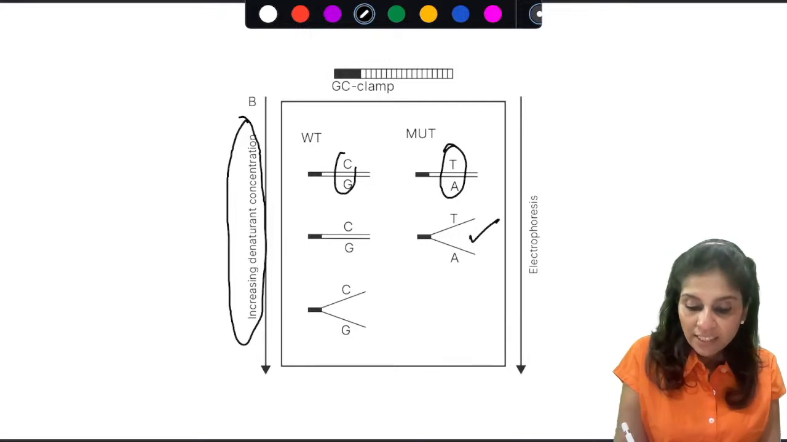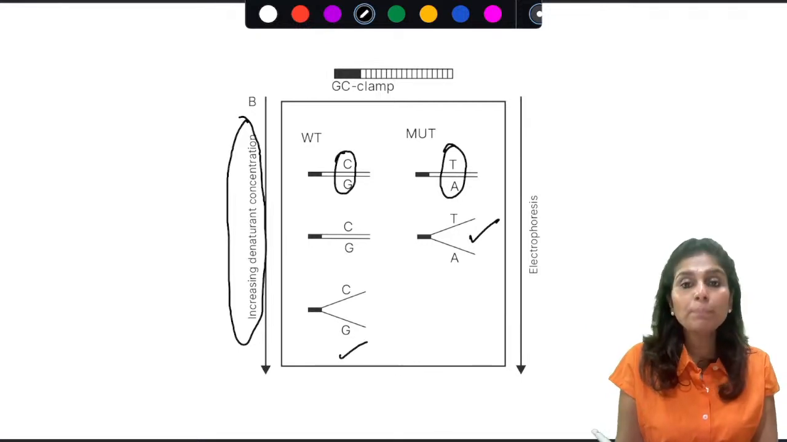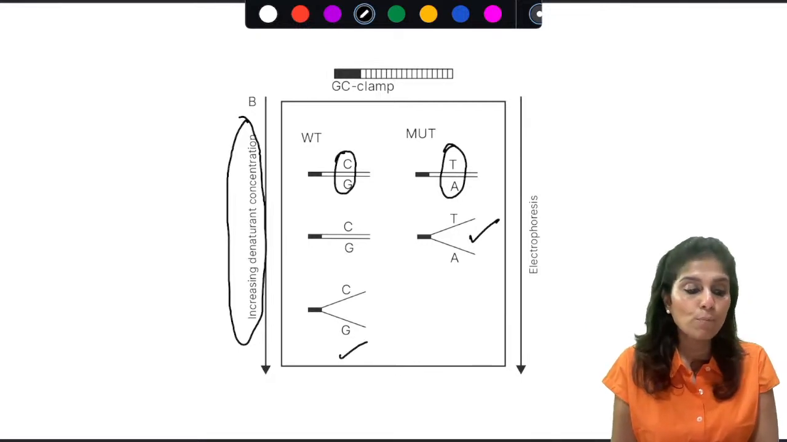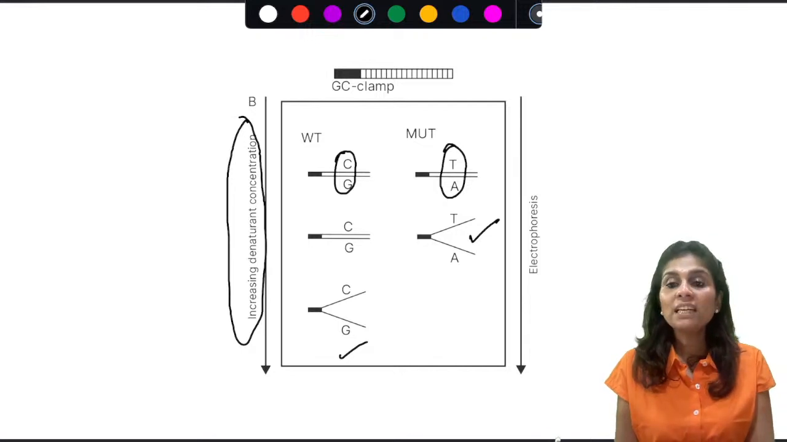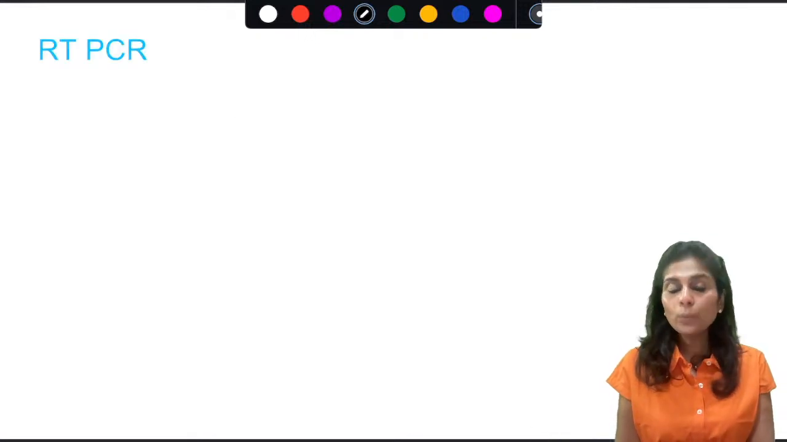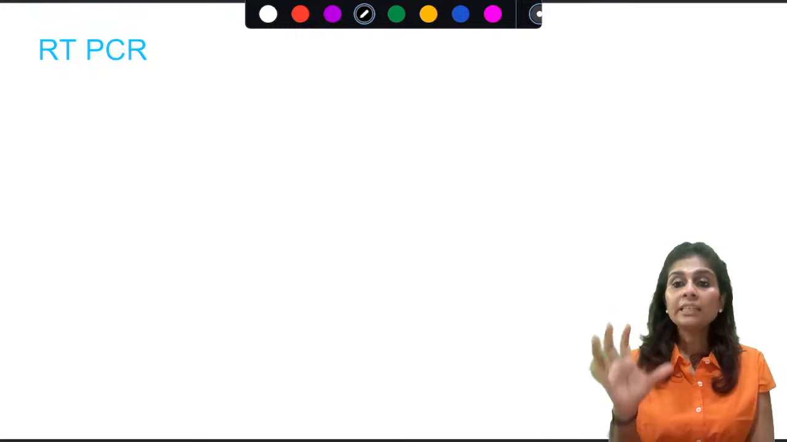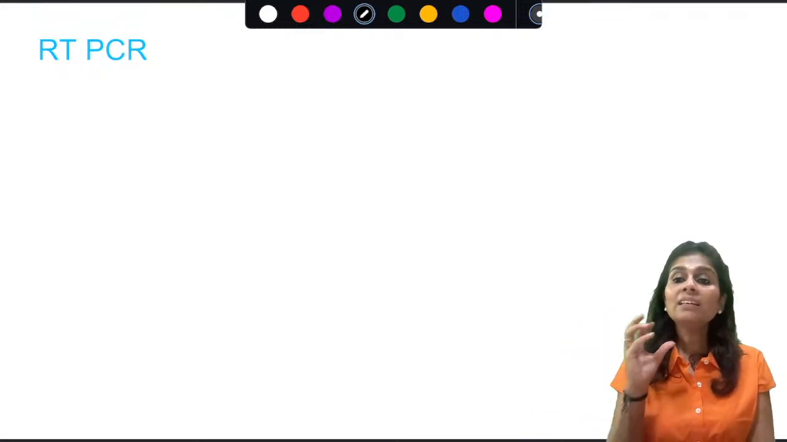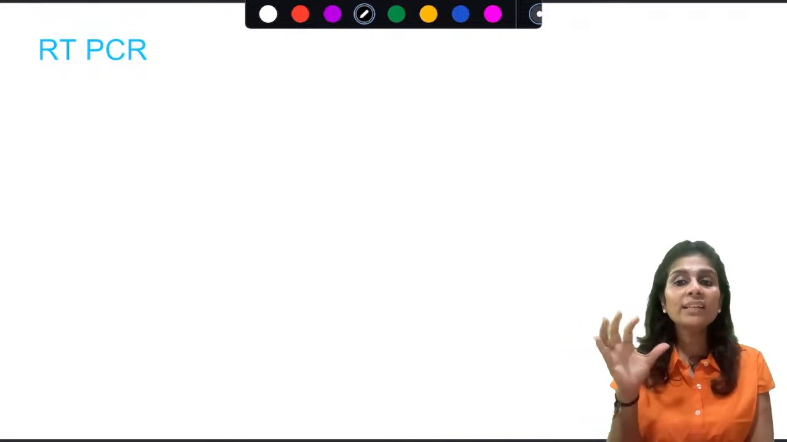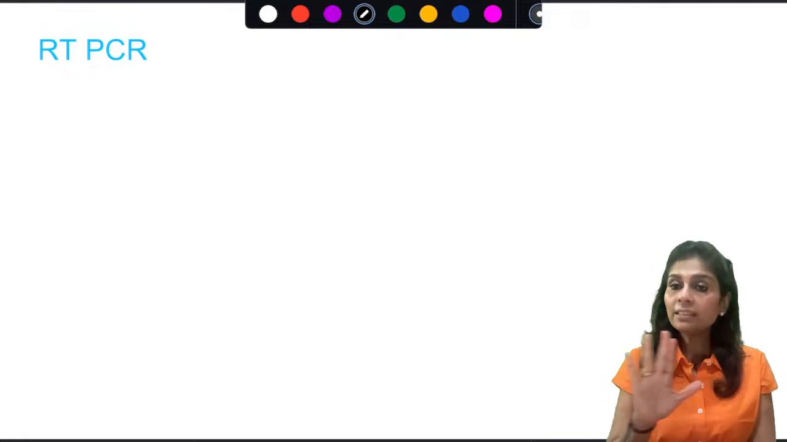If there are GC sequences, denaturation happens later and the migration is more. So that's about denaturant gradient gel electrophoresis. Okay. So whenever they ask you, what are the steps to be followed to make a diagnosis of a known mutation site, you should never get confused.